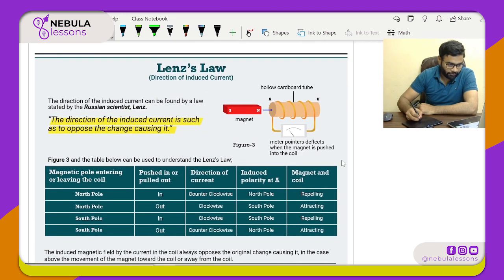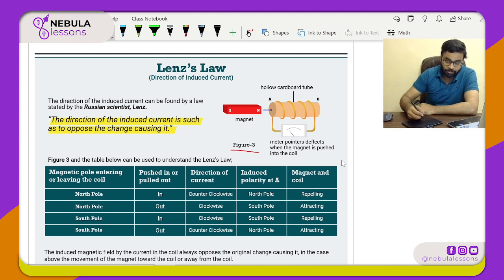We have this experimental setup in figure 3: a bar magnet and a coil which is wrapped around a hollow cardboard tube, and the ends of the coil are connected with a meter to indicate the presence of the current. We have marked the ends of the coil as A and B.